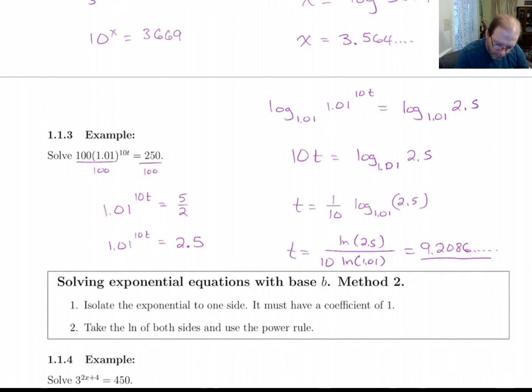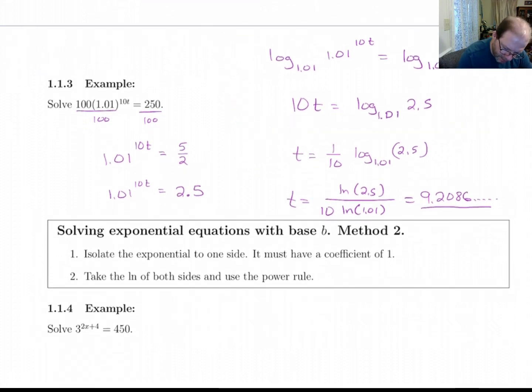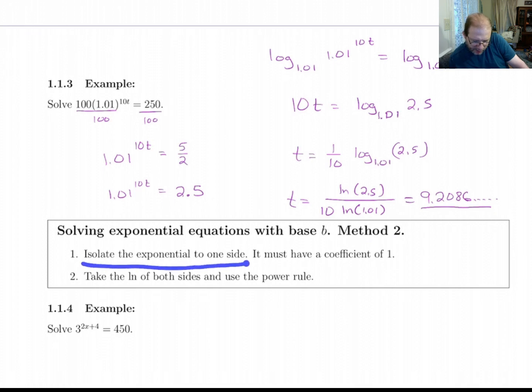All right, we can actually skip some of these steps by using this next method. The next method says it's method 2 for solving the same type of equation. You isolate the exponential to one side, make sure it has a coefficient of 1. Then you take the ln of both sides and use the power rule. But we'll save the examples of that for the next video.